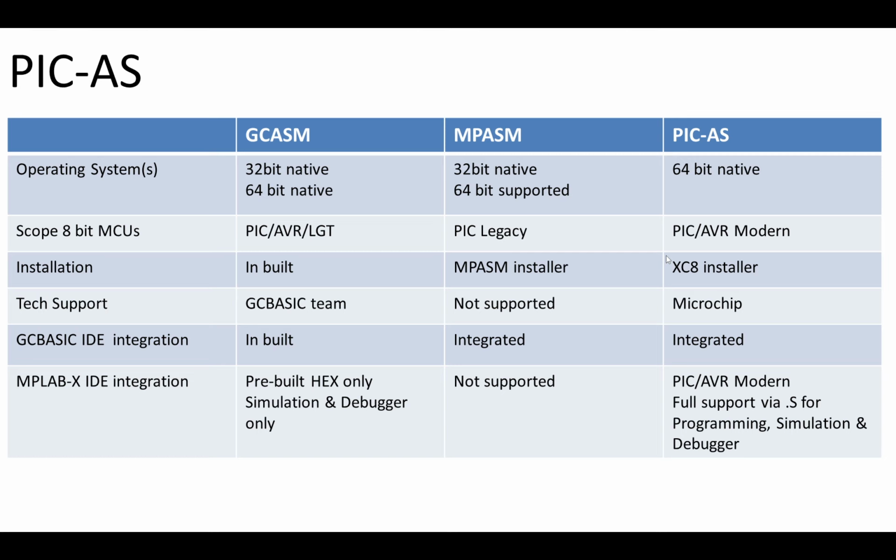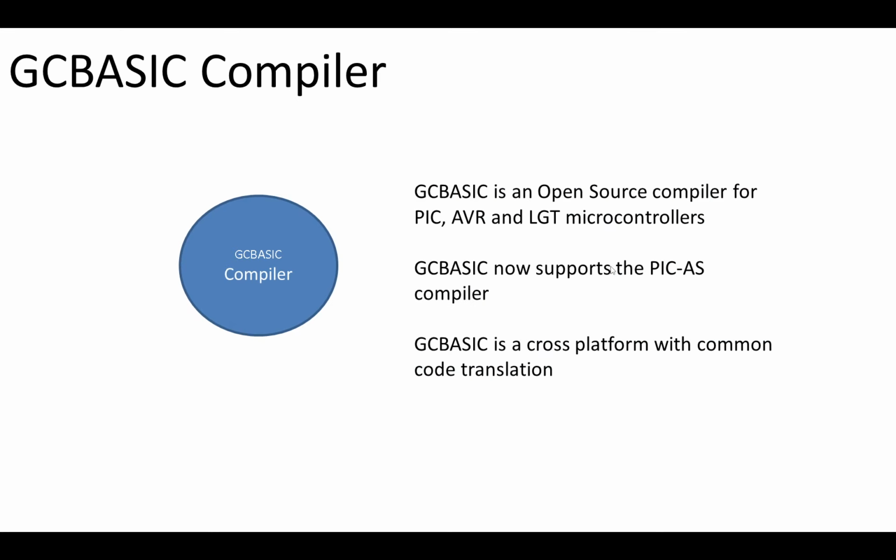It's basically 32-bit and supports all the old PICs. It has capabilities installed by GCBASIC, but you have to install an installer called MPASM. And the same really goes for PIC-AS. It's 64-bit native, supports all the new chips, and is fully integrated into MPLAB-X, but you do need to install an external download, a couple of 100 meg. But then you have full support for modern chips for debugging and programming, etc. So what I'm going to show you is how to select this inside of the compiler.